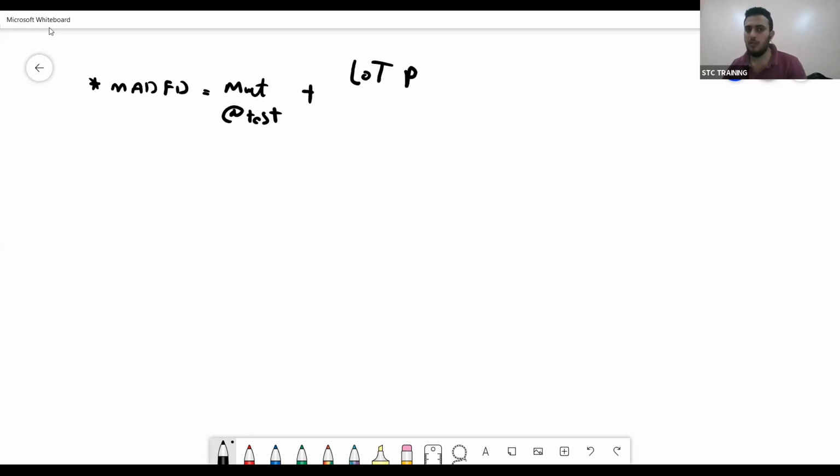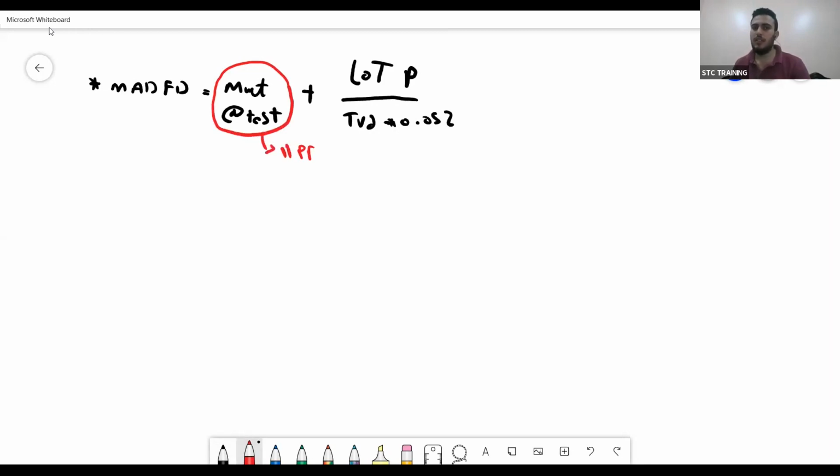Leak-off test pressure over TVD over 0.052. Okay, so if we have, for example, the mud weight at the test, say it was 11 PPG. And after conducting the test, we have leak-off test pressure, for example, 700 PSI, okay? And we have TVD, say 6,000 feet, okay? So we need to calculate the maximum allowable drilling fluid density. The first thing we need to do is to apply the equation. Let me calculate.